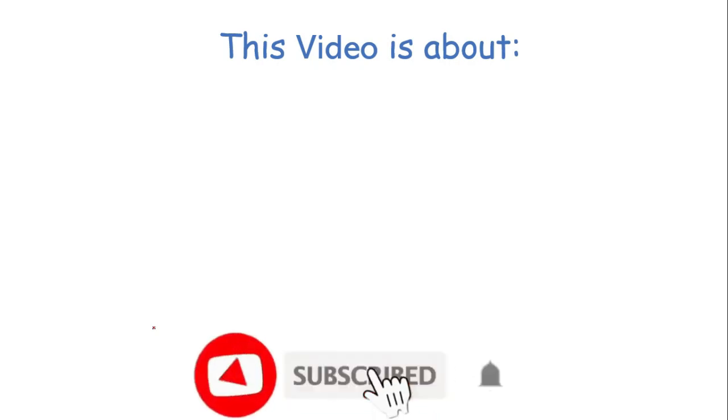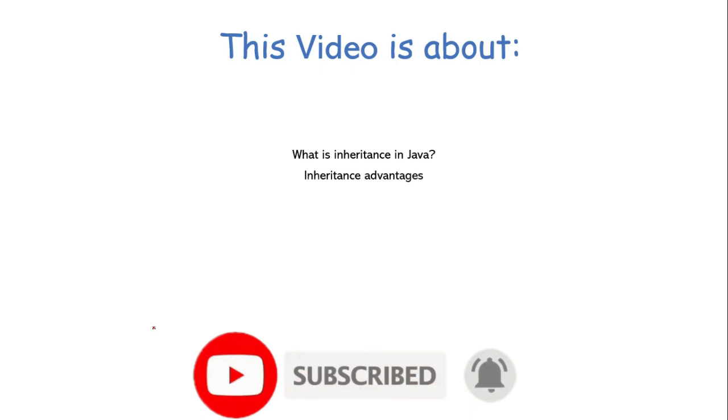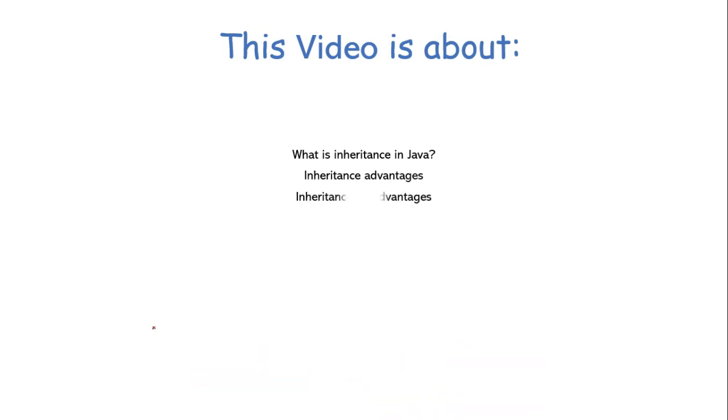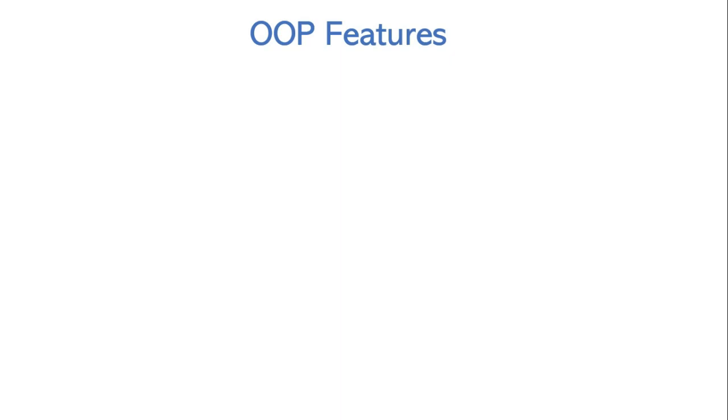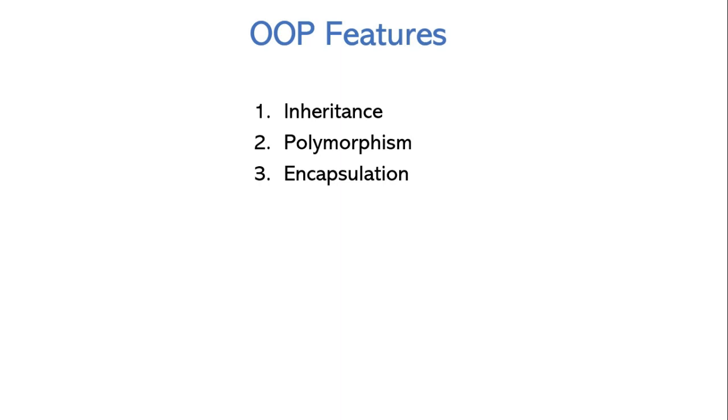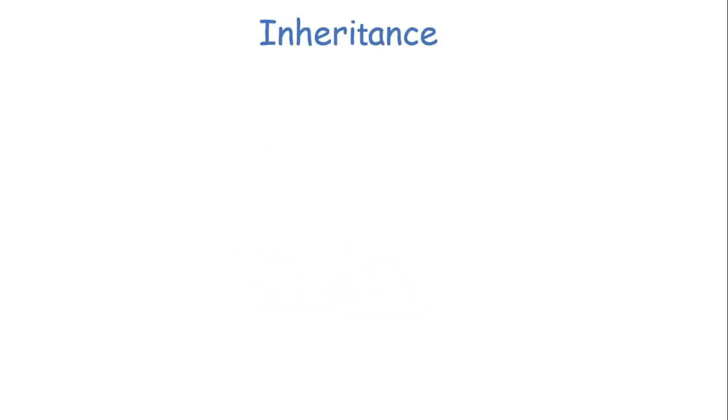Coders! In this video, we will talk about what is inheritance in Java, inheritance advantages, disadvantages, terminologies, inheritance syntax, types of inheritance, and examples. Object-oriented programming has four features: inheritance, polymorphism, encapsulation, and abstraction. In this video, our focus is on inheritance.